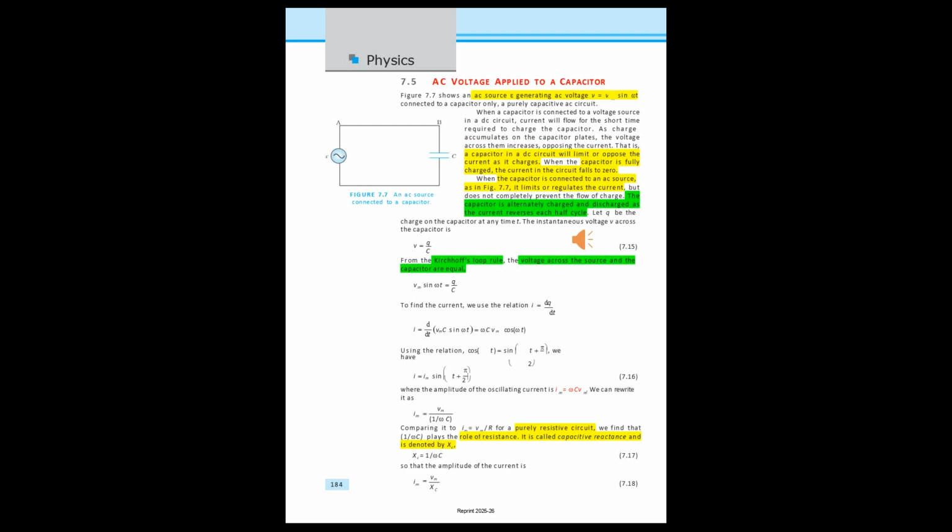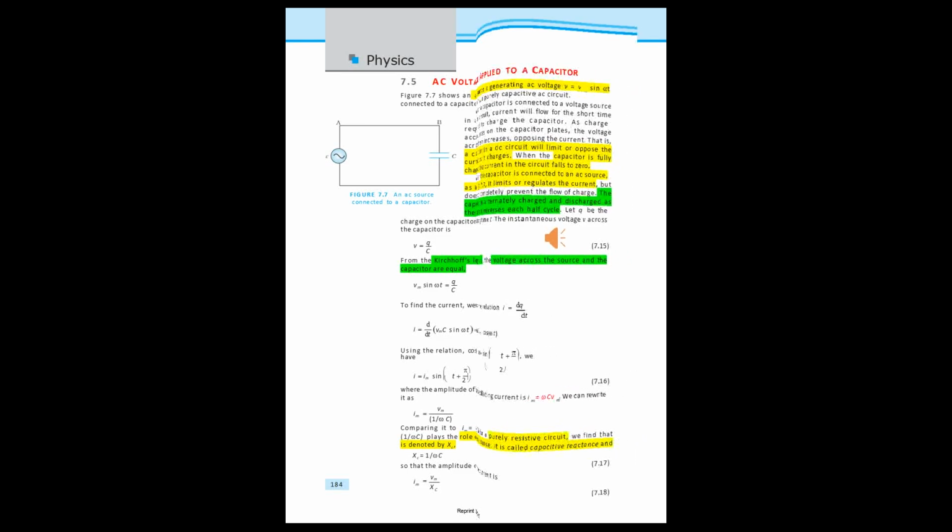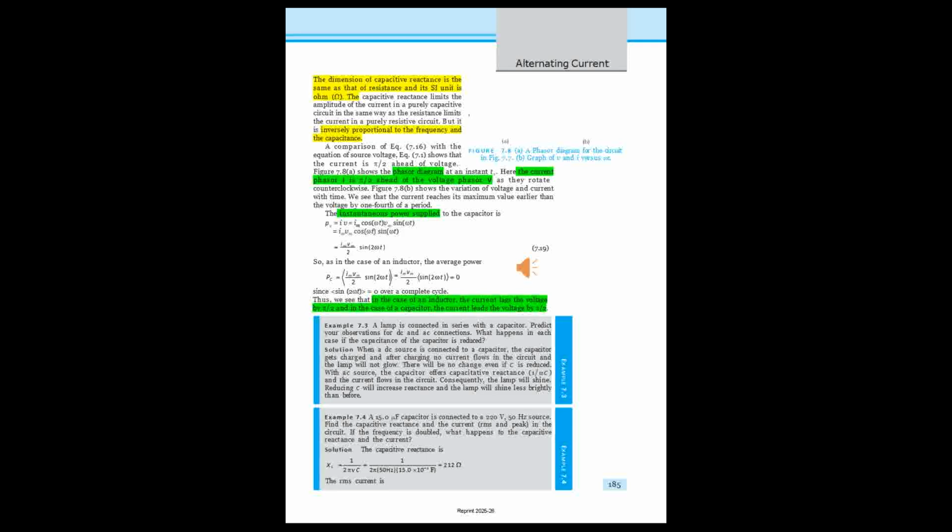So it is called capacitive reactance and is denoted by the letter Xc. So Xc is given by 1 by omega C, so that the amplitude of the current is given by Im equal to Vm by Xc. The dimension of capacitive reactance is the same as that of resistance and its SI unit is ohm. The capacitive reactance limits the amplitude of the current in a purely capacitive circuit in the same way as the resistance limits the current in a purely resistive circuit, but it is inversely proportional to the frequency and the capacitance.